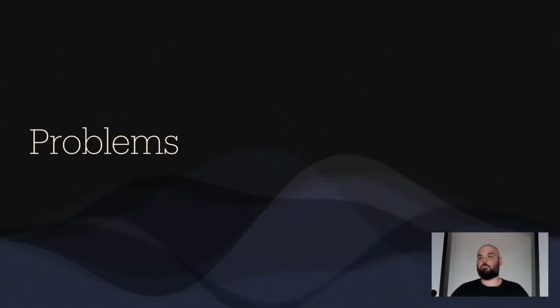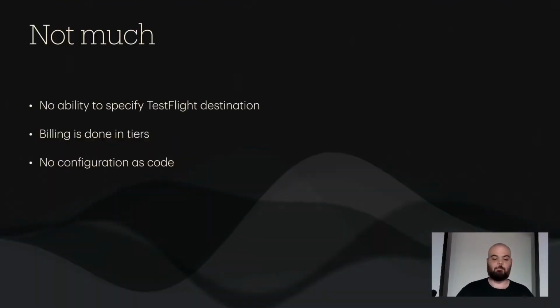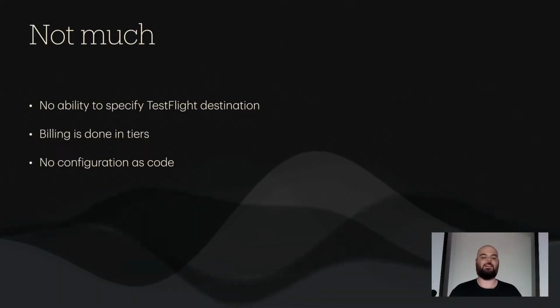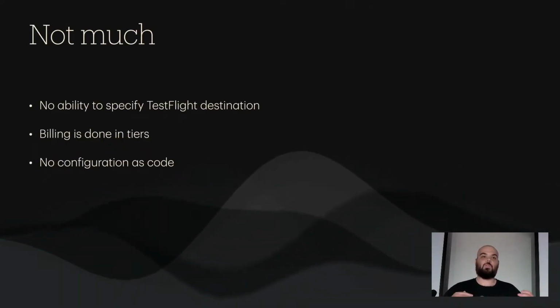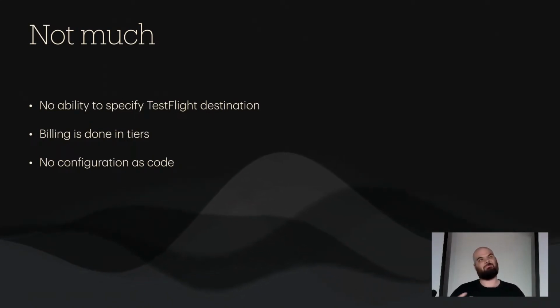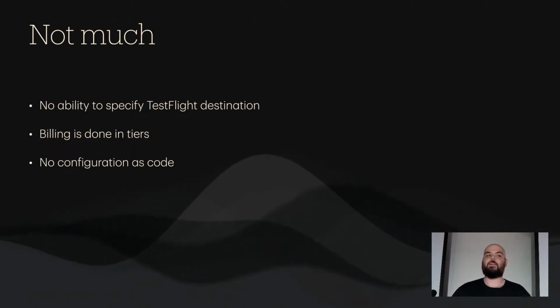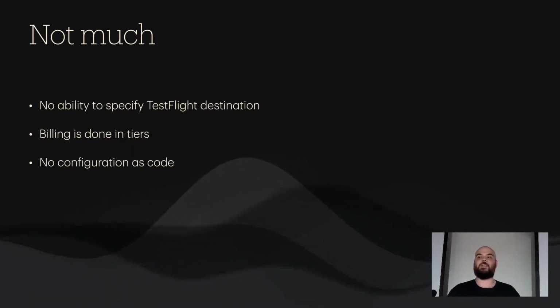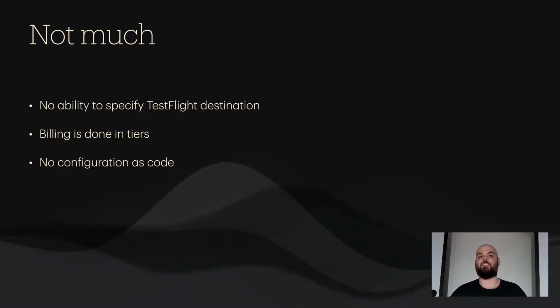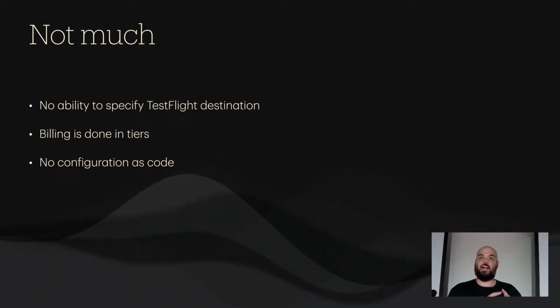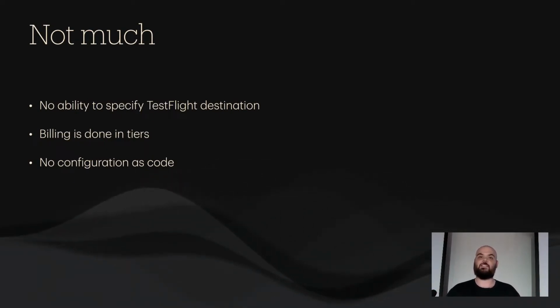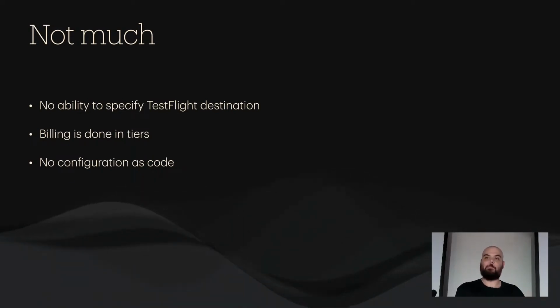So problems, and nothing is perfect, but it's really not been much. One of the big major ones, major's overselling it, is that you get no ability to specify the TestFlight destination for what everything gets uploaded to. So you can have multiple targets in your project, but when you create an Xcode Cloud instance, that gets tied to a specific app, and then everything that gets built tries to get uploaded to that.